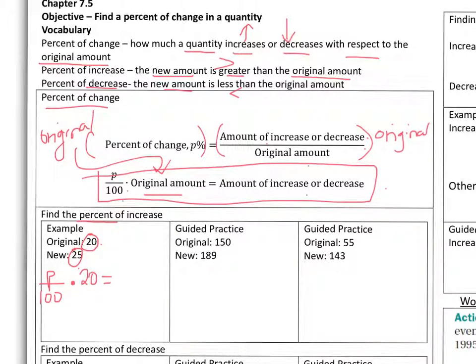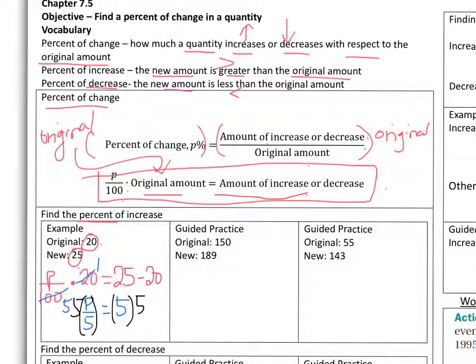So I would take 25 and subtract 20 to get the amount of increase. Now I can first simplify 20 and 100. Okay, and then that would be P over 5 equal to 25 minus 20, which is 5. And then I need to multiply both sides by the reciprocal of 1 over 5, which is 5. And cancel the 5. So the percent of increase is 25%.